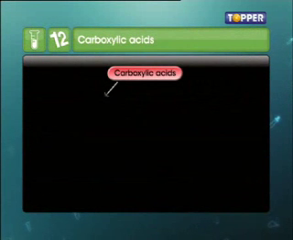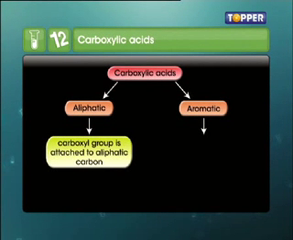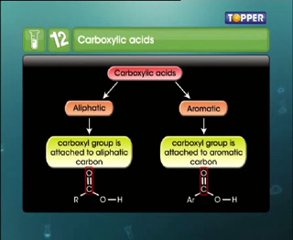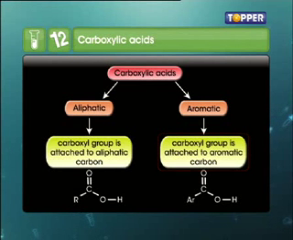The difference is that carboxylic acids contain a carboxyl functional group which is constituted of not one but 2 groups, a carbonyl group that is C double bond O along with a hydroxyl or OH group. Carboxylic acids are of 2 types, aliphatic and aromatic. If the carboxyl group is attached to an alkyl group, the corresponding acids are aliphatic, and if the carboxyl group is attached to an aryl group, they are termed as aromatic acids.